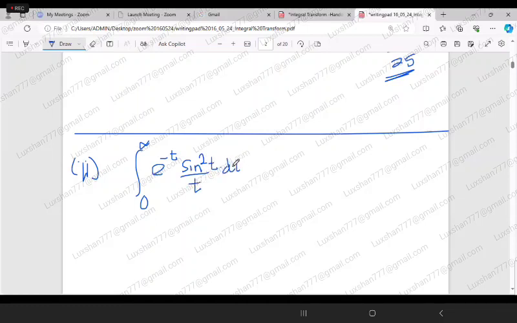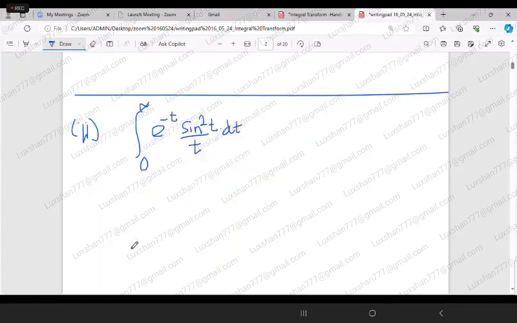So if you look at this integration and match it with the Laplace transform, we have e to the power minus t something, isn't it? Then we can match with the Laplace transform operator. Therefore, let's try to find the Laplace transform of, first of all, sin square t.